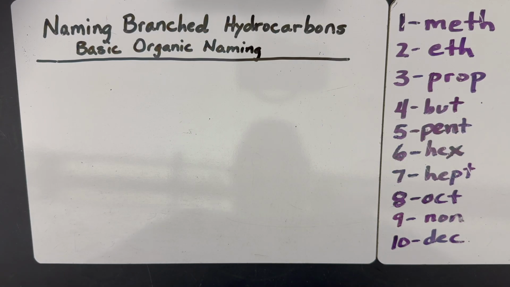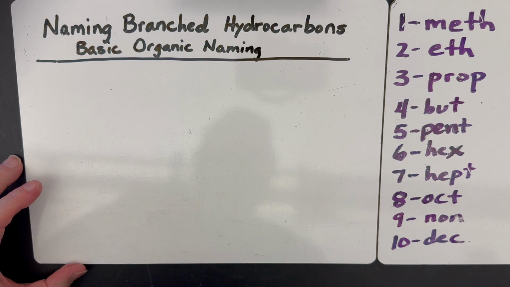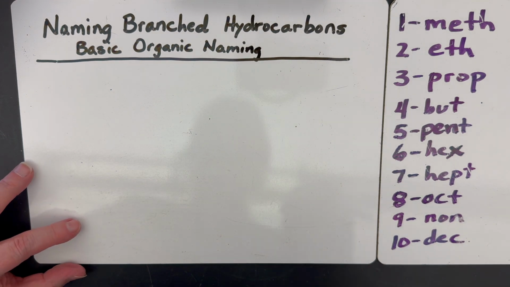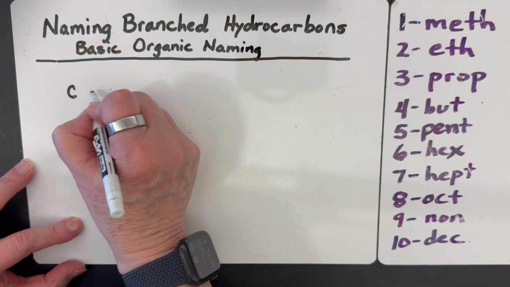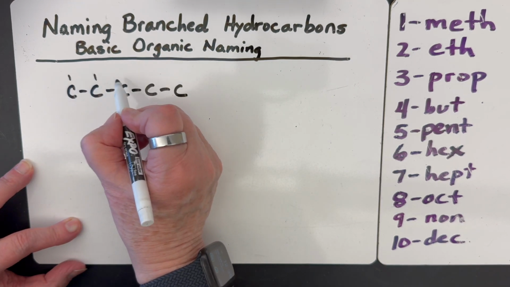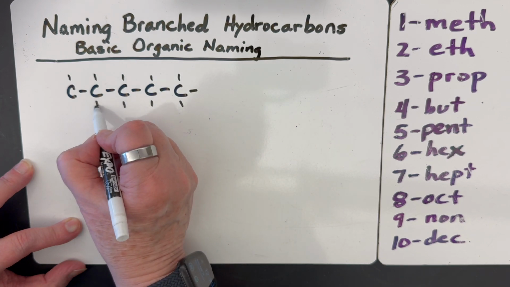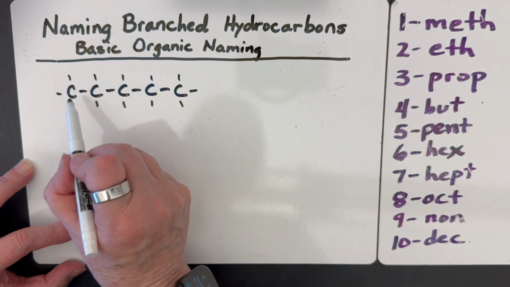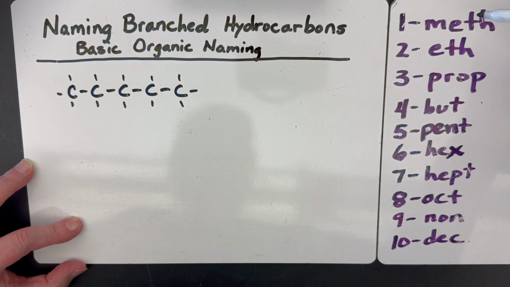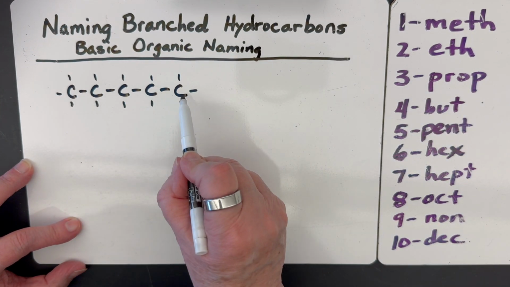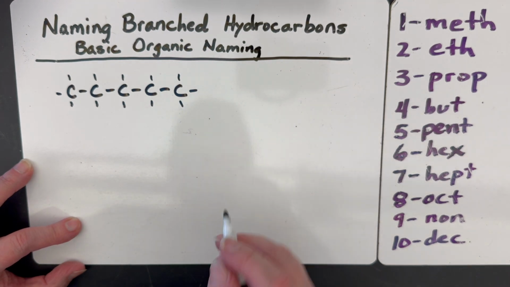In an earlier video, I talked about how to name straight chain hydrocarbons. Those are molecules made of hydrogen and carbon that have a straight chain like so. These are all hydrogens coming off of here. And so what you do is 1, 2, 3, 4, 5, go down to 5 carbons, which is pent, and all single bonds, so this would be pentane.